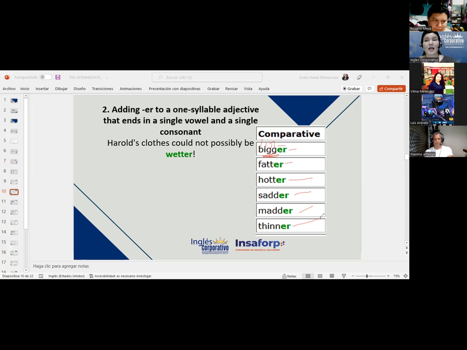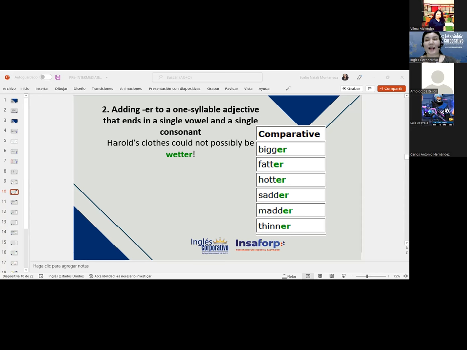Thinner is más delgado. And do you know, in painting, we have also thinner. And what is that for? ¿Para qué ocupamos thinner en la pintura? Para diluir. Para adelgazar, right? That's why it's called thinner. Adelgazador. Okay, so you have that one.